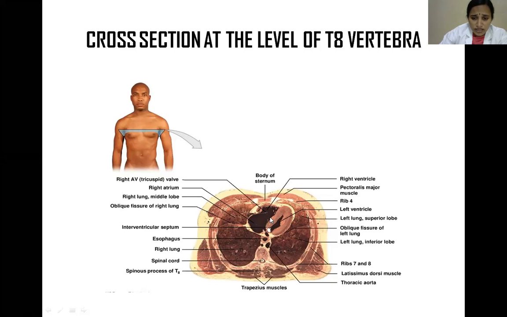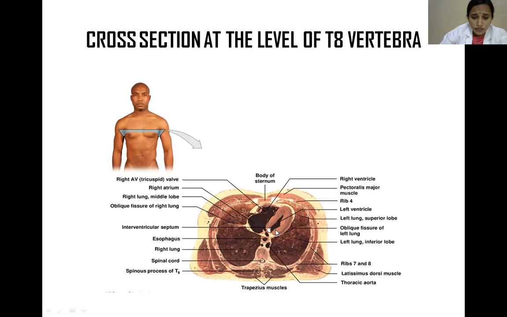So here, this is the right atrioventricular orifice. You can see the valves. So this is the right atrioventricular orifice, guarding between the right atrium and the right ventricle. So this is the right ventricle, and this is the left ventricle. You can compare the wall of the ventricle. See, the right ventricular wall is thin when compared to the left ventricle.